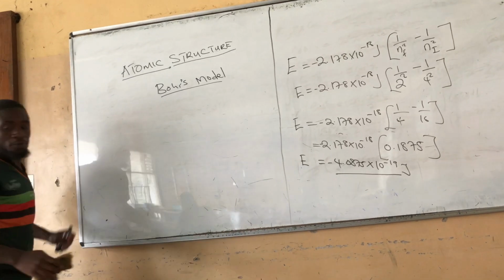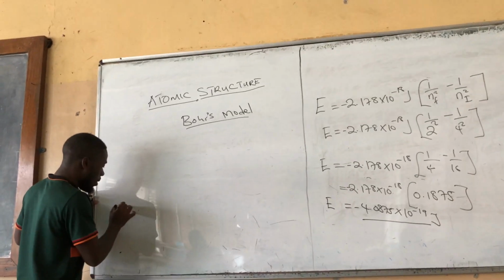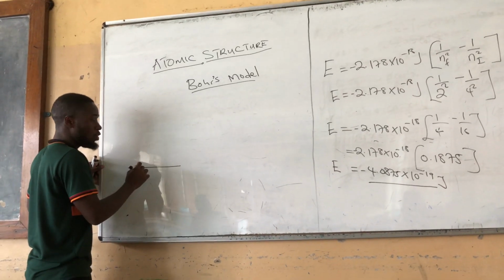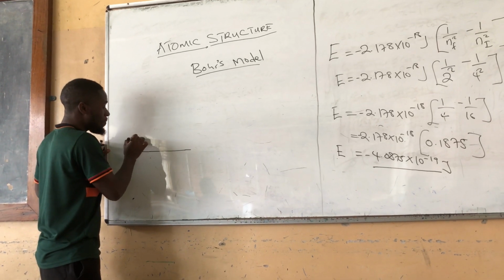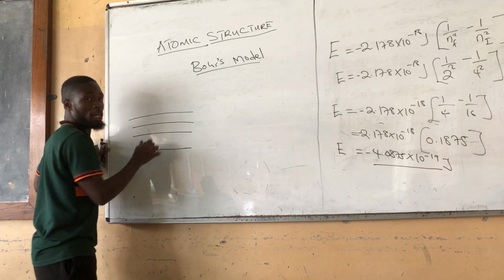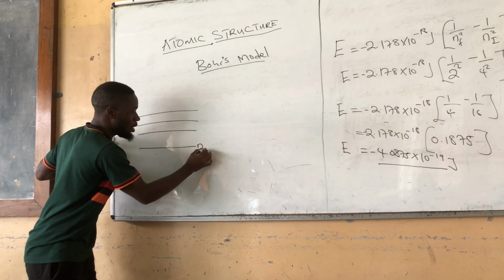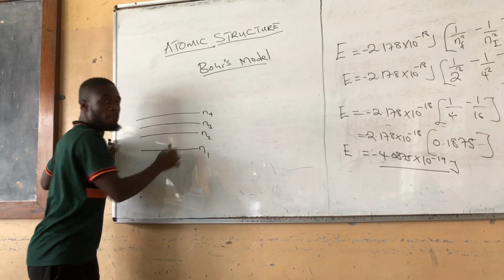So from here, let's move to this. So you have the first energy level. I'm just stretching them out. The first energy level, here the second energy level, the third energy level, the fourth energy level. So let's say this is N1, N2, N3, and N4.